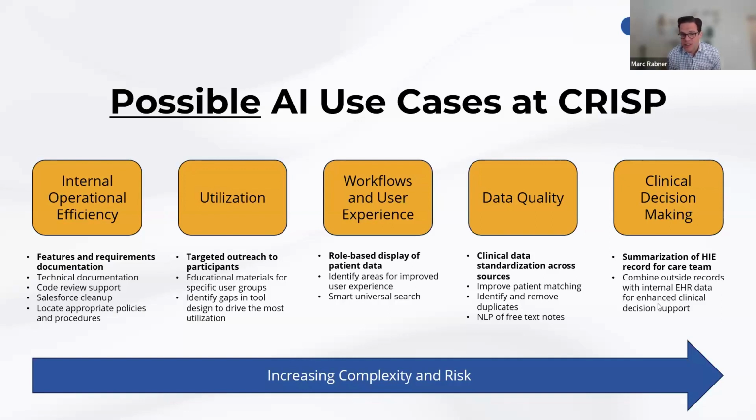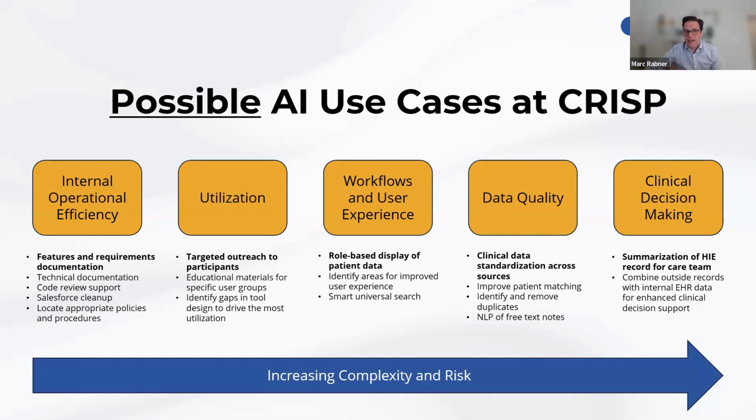But we do know clinicians and members of the care team like yourselves pore over CRISP data, and it can be difficult to find the right data that you need. But wouldn't it be great if you could type into a prompt to ask CRISP, tell me the most important thing I need to know about this patient since I saw them 6 months ago. And that could really reduce the burden of hunting for the most salient data.